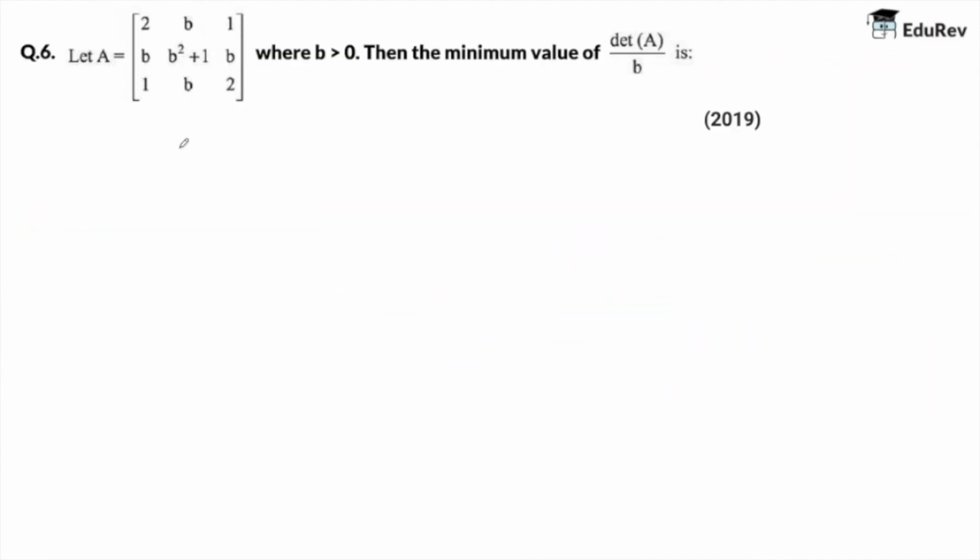Alright, so the next question is that if A is this, we need to find the minimum value of determinant A by B where B is greater than 0. Now in these types of questions where we need to figure out the minimum value of something, usually we use the property of AM greater or equal to GM. Do not worry if you do not know what this property is. Let's figure it out side by side while solving this question.